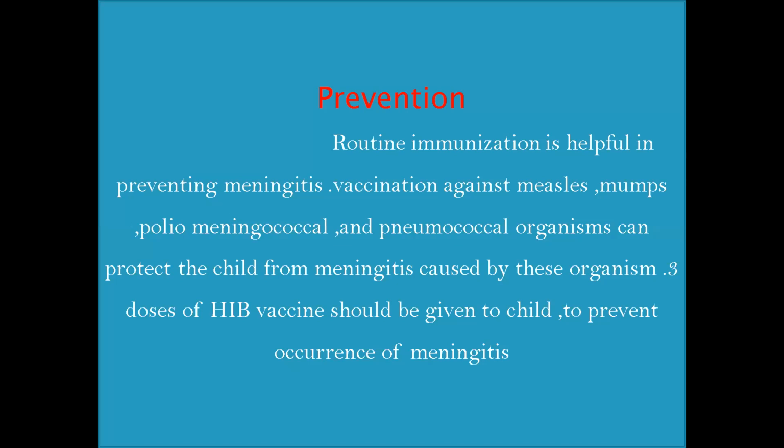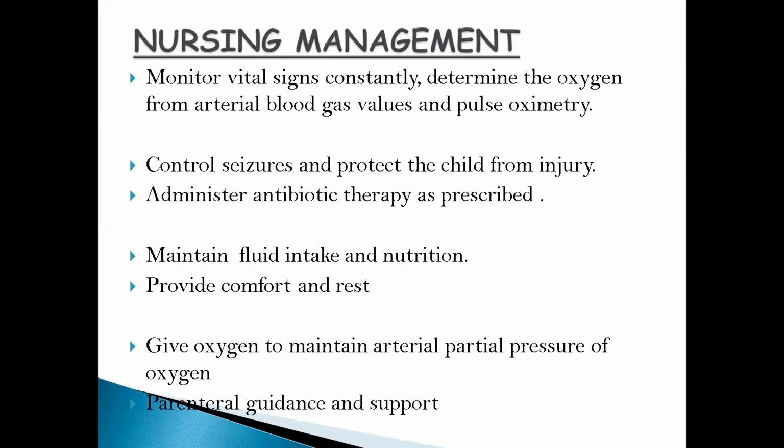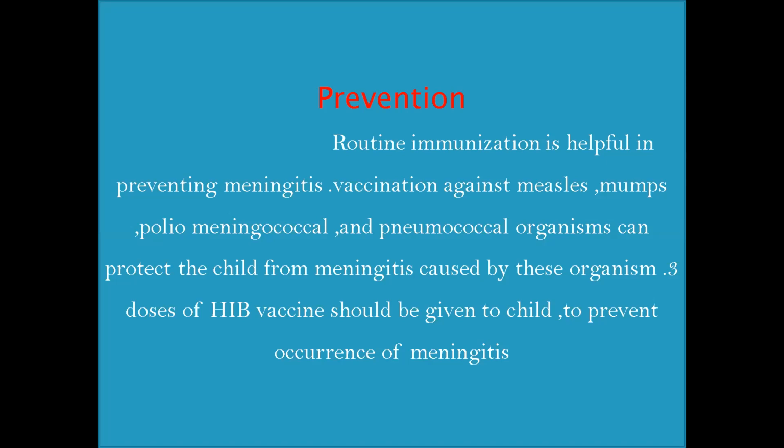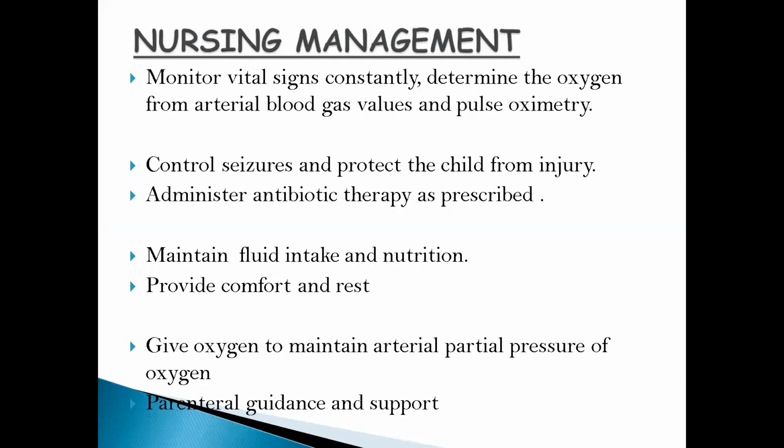Okay, the last step is the prevention of this meningitis. How can we prevent this meningitis? Routine immunization is helpful in preventing meningitis. Vaccination against measles, mumps, polio, meningococcal, and pneumococcal organisms can protect the child from meningitis. And 3 doses of HPV vaccine should be given to the child to prevent the occurrence of meningitis.